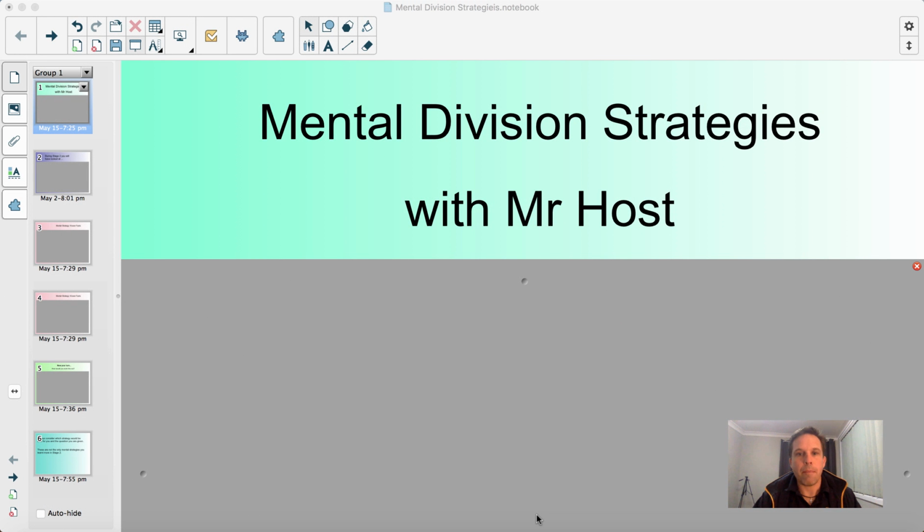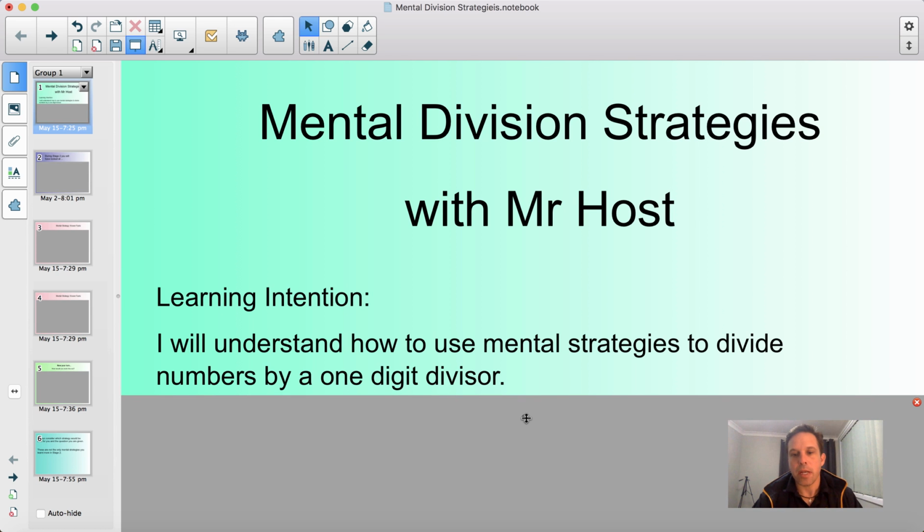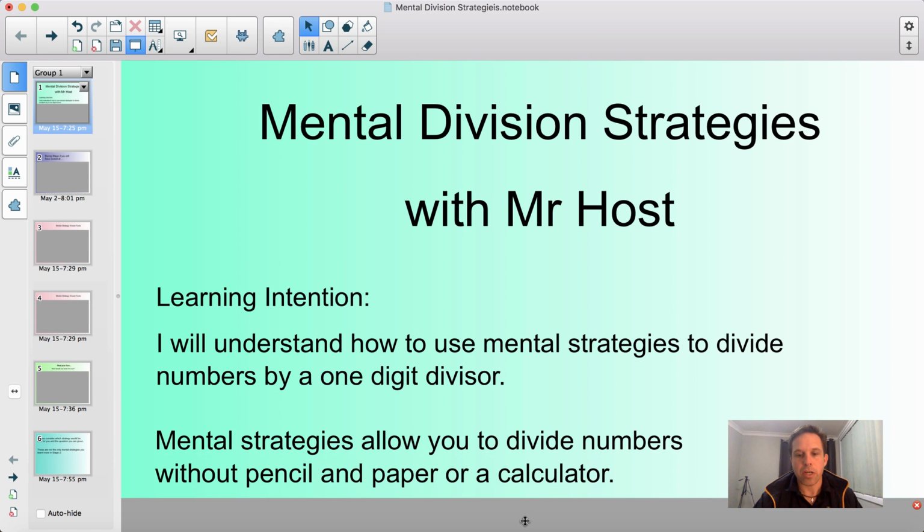Today we're going to be looking at mental division strategies. So our learning intention today is that we'll understand how to use mental strategies to divide numbers by one divisor. So mental strategies allow us to divide numbers without pencils, paper and calculators. So we do it in our heads.